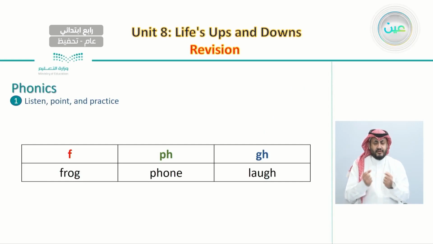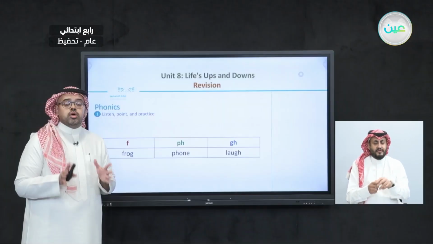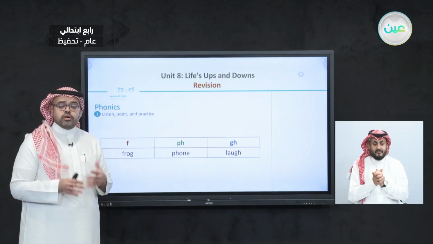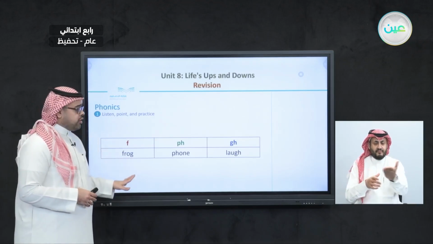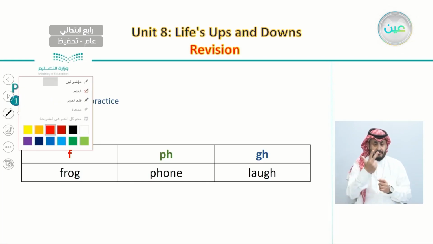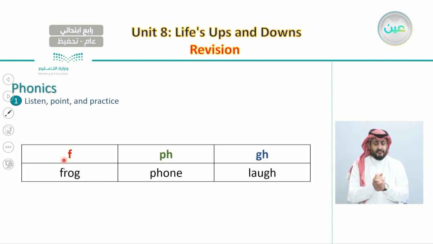Quick revision of our last lesson. In our last lesson, we learned that sometimes we have words with different letters, but they share the same sound. And we also gave a very well-known example. Here in this table, we can see three different sounds: the letter F, PH, and GH. Although these are different letters, they share the same sound.